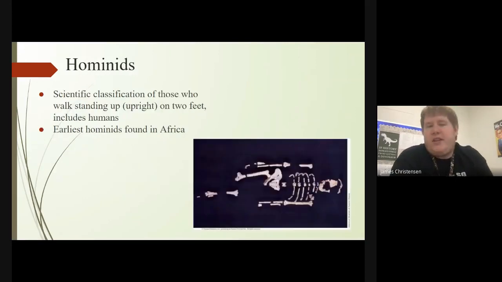So we have to talk about the early hominids. Now, this is really just humanity very early on. It's a scientific classification of those who walk standing upright on 2 feet. This includes humans mostly. The earliest hominids were actually found in Africa, which is actually where we're going to be focusing this first unit, mainly because it is very much the center and heart of a lot of the early ancient civilizations that we'll be covering.